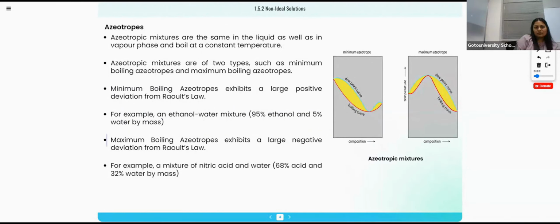For the azeotropes that show the maximum boiling point, they will show negative deviation, as given here. As you can see, the temperature rises, and with this the deviation moves more to the negative side. An example of an azeotrope showing negative deviation is a mixture of nitric acid and water.